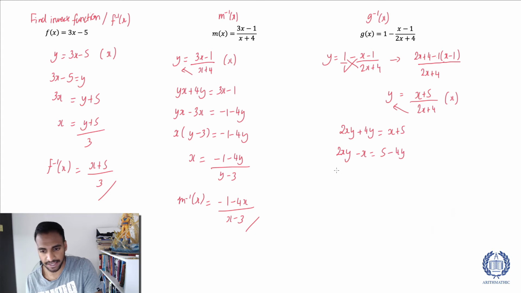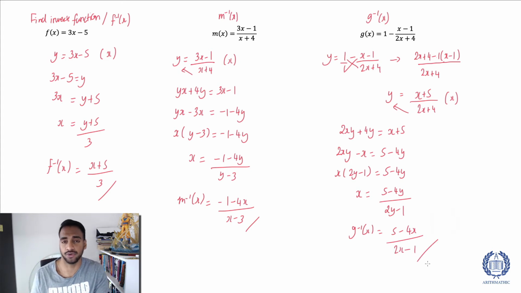Now let's take x out. So we'll be left with 2y minus 1 is equals to 5 minus 4y. Now, because I want x by itself, 5 minus 4y stays here, over, bring the 2y minus 1 to the other side. So you're dividing. Final step for inverse function, g minus 1 of x is equals to 5 minus 4x, change all the y's into x. So that's 5 minus 4x over 2x minus 1. And that is your answer.